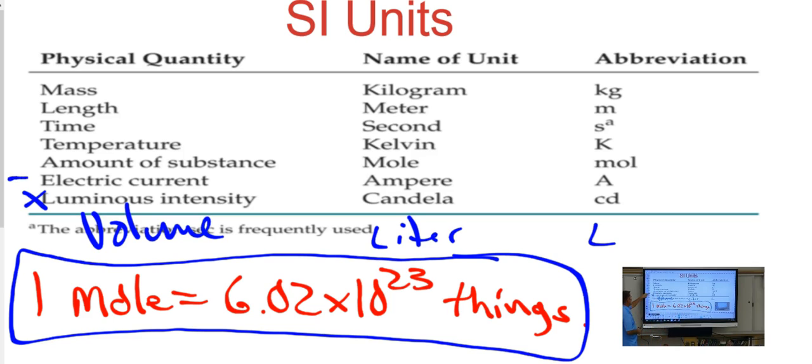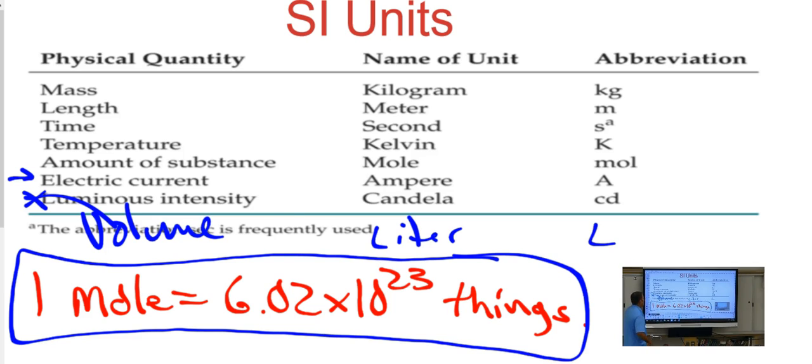Okay, current is amps, and we'll do that way, way, way down the road in chapter 21. And then luminosity we don't really use. It's called a candela. And then volume we'll come up to, but that's just the liter. All right, these are just basic standard units in the SI system.